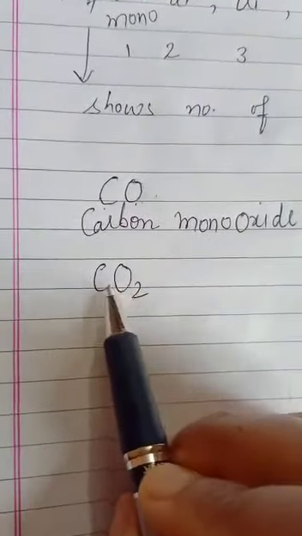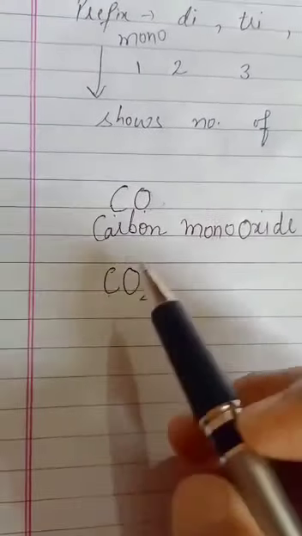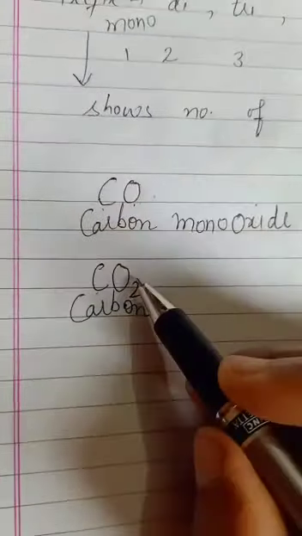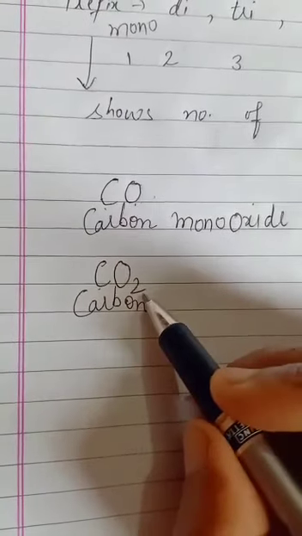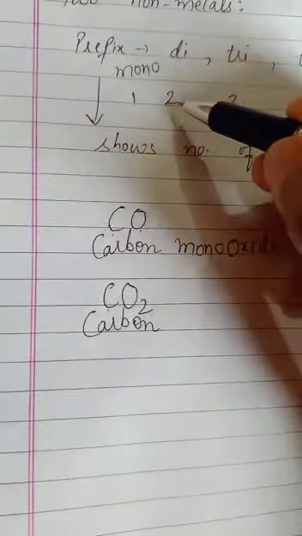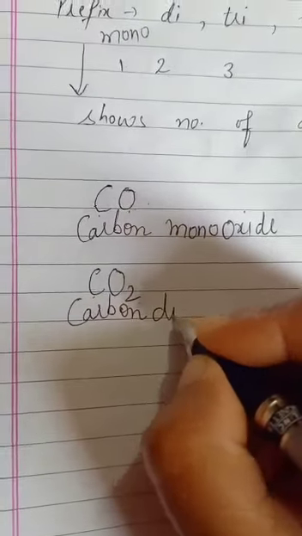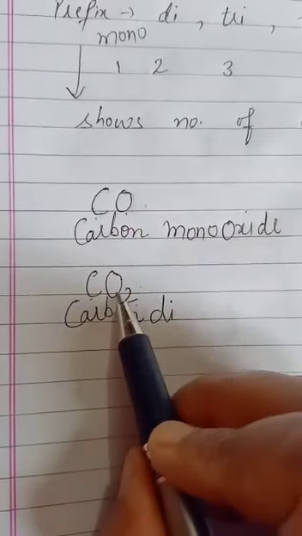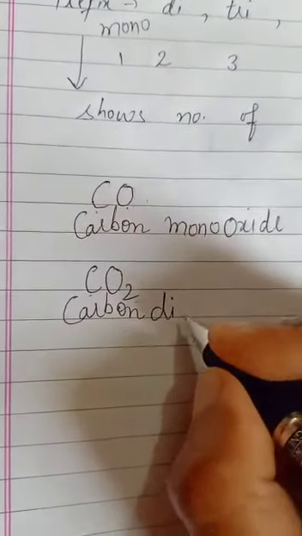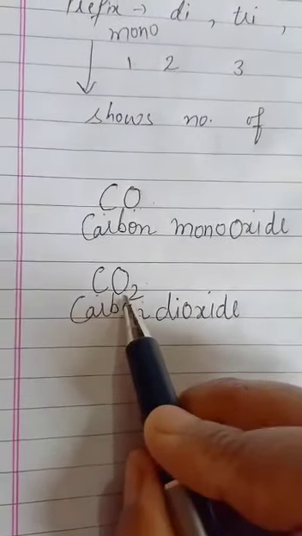Again the compound is formed by two non-metals. For the first non-metal, it is named as it is. For the second non-metal, we use a prefix to show the number of atoms. There are 2 atoms. To show the number of atoms, 2, we use the prefix di. And with oxygen, now we'll add the suffix ide and it becomes oxide. So the name of the compound will be carbon dioxide.